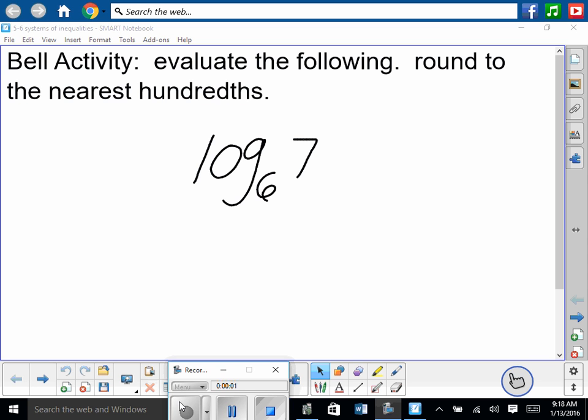See who got this right. So it says, evaluate the following, round to the nearest hundredths, which means tens, hundredths. That's two decimal places. So we're rounding to two decimal places here.